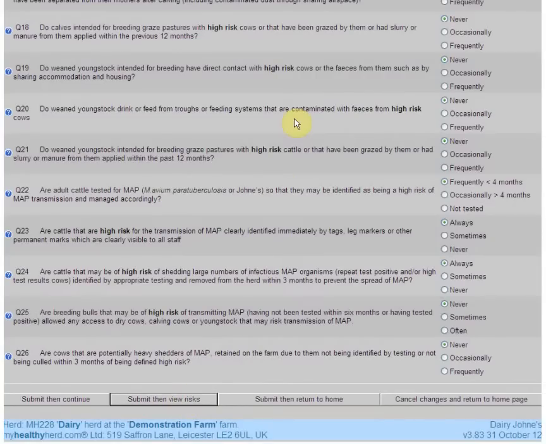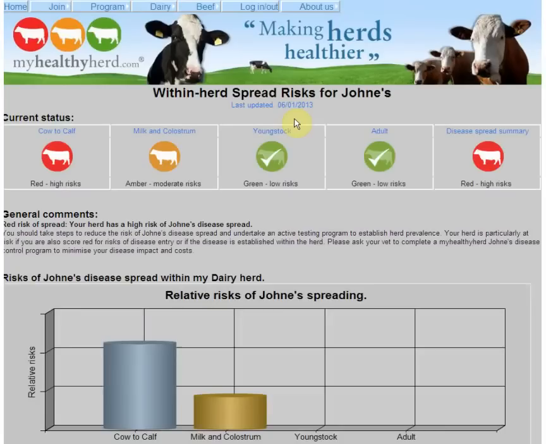Once we've answered those questions, again we submit, and the risks will be scored. If we know what the risks of entry are and the risks of spread, we are well set in terms of predicting the likely prevalence within the herd. In this particular herd, the major area we need to focus on is cow to calf risks. This is basically Johne's positive or infected cows spreading infection through to the calves, typically in the calving areas. There are also some risks relating to milk and colostrum.